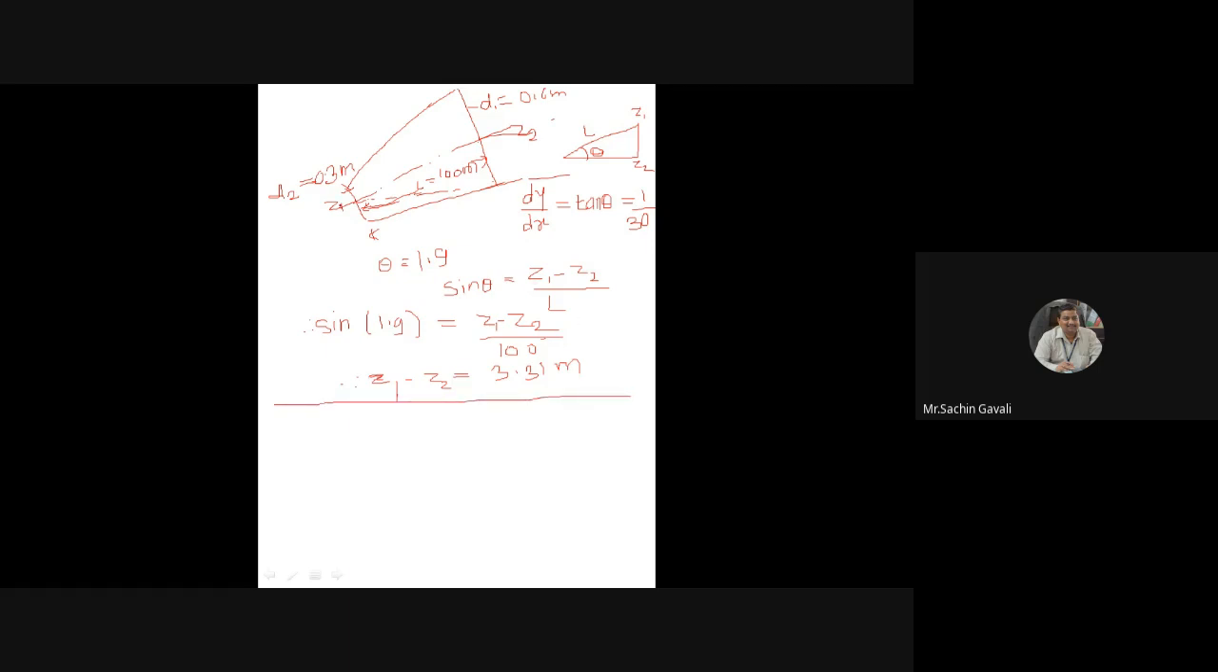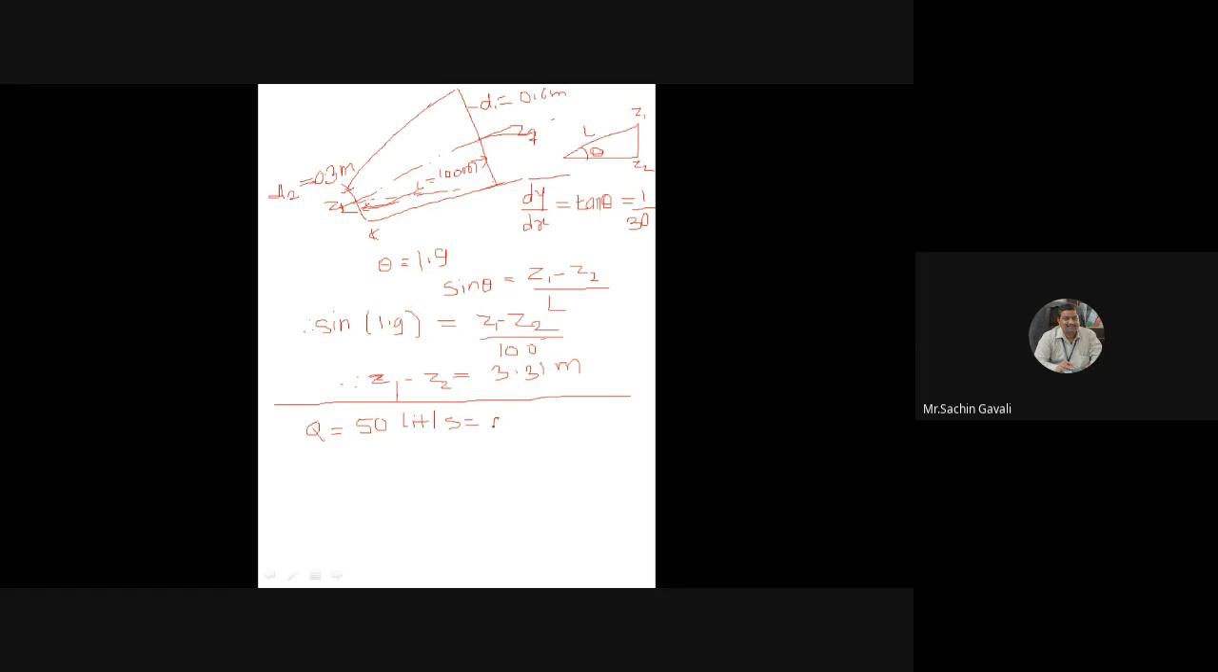Z1 minus Z2 is coming as 3.31 meter. Now what have they given? Discharge they have given. So Q is equal to 50 liter per second, and it is equal to what?